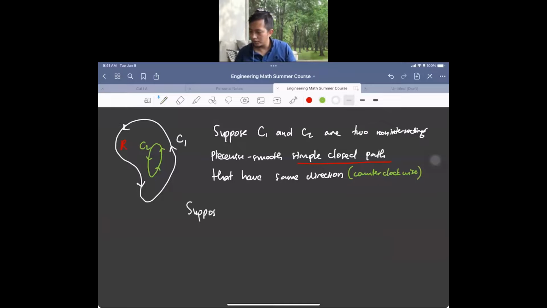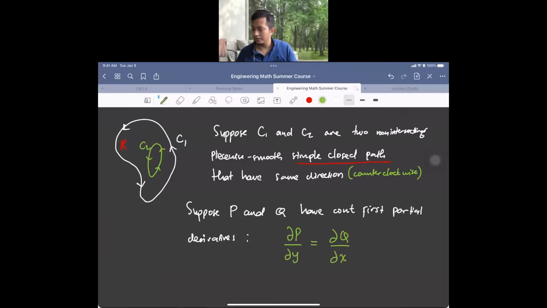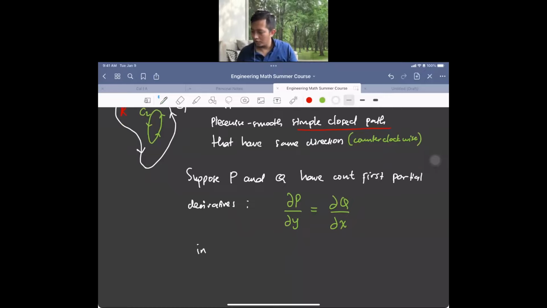And then suppose further that P and Q have continuous first partial derivatives in the region R bounded by C1 and C2.